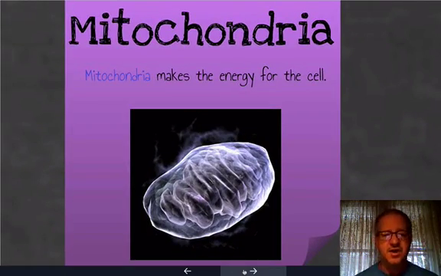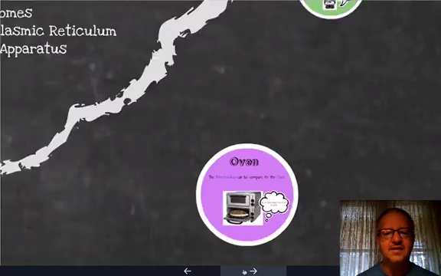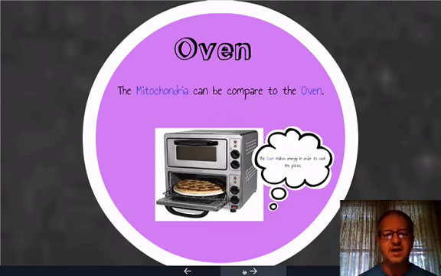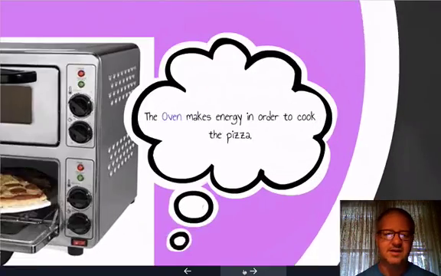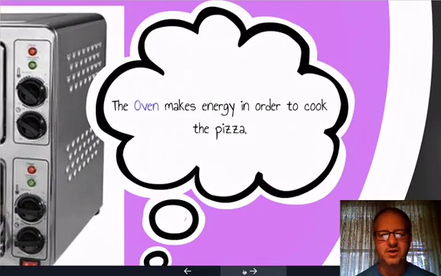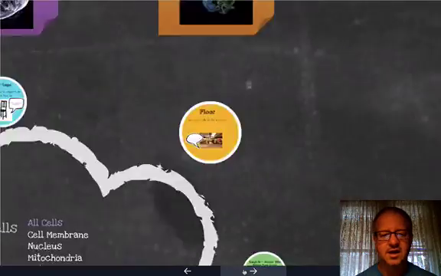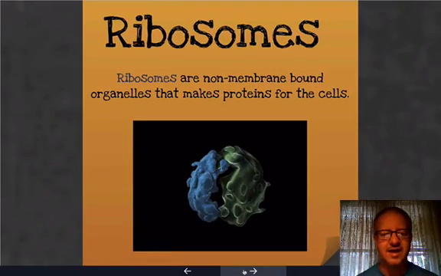The mitochondria, that's the main energy producer for the cell. And this would be similar to the oven at the Pizza Hut because the oven makes energy in order to cook the pizza. It's a little bit of a stretch, but you get the idea.